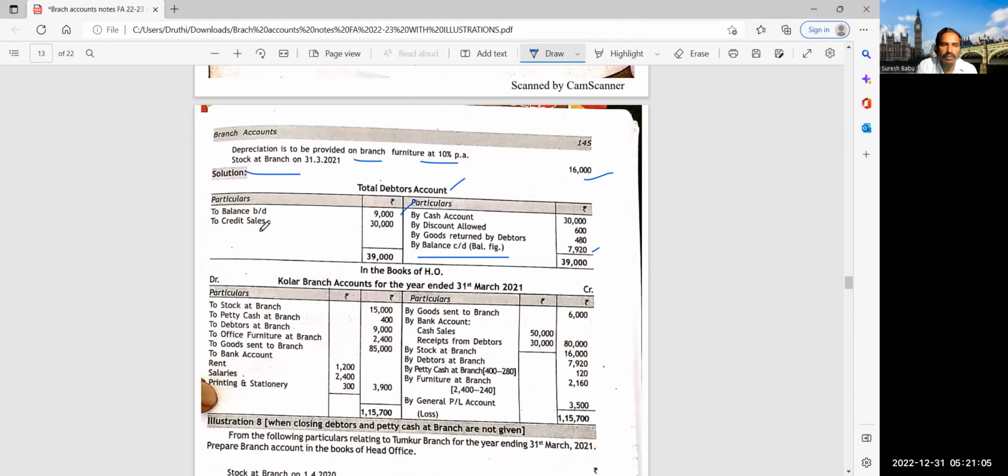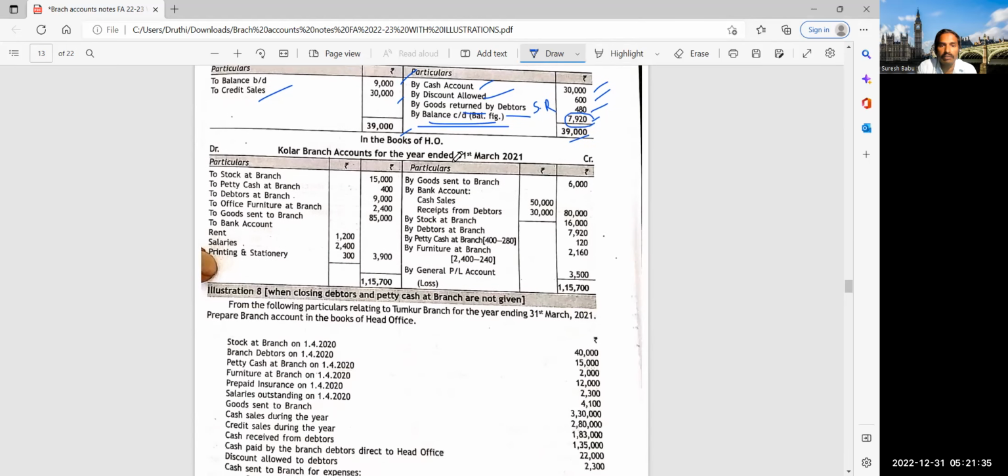So opening 9,000, credit sales 30,000. This is by bank account 30,000, cash received from debtors, discount 600 rupees. Goods returned by debtors, 480 rupees. Debtors have returned goods to the branch, which is sales returns, don't forget. If you balance it, 39,000, and 7,920 is the closing debtors balancing figure.